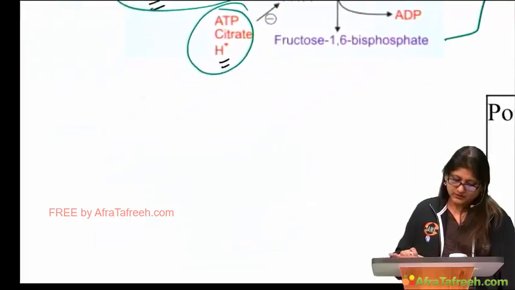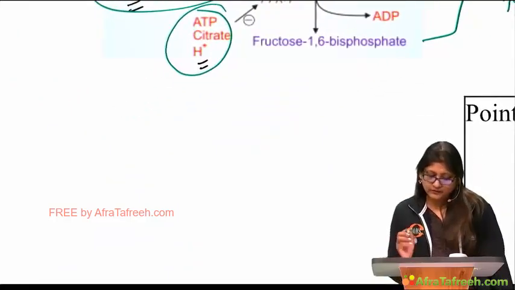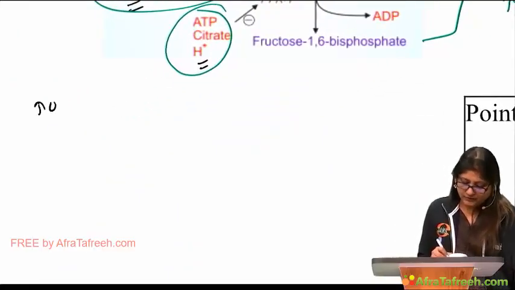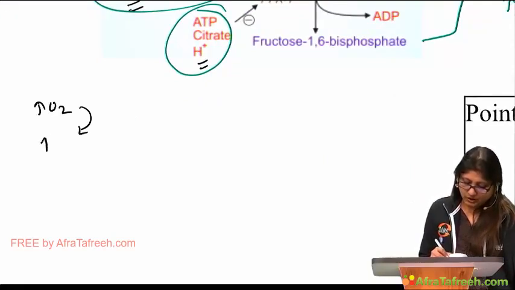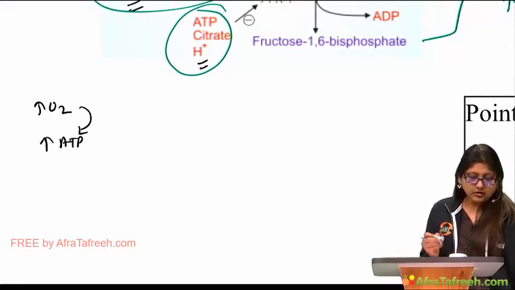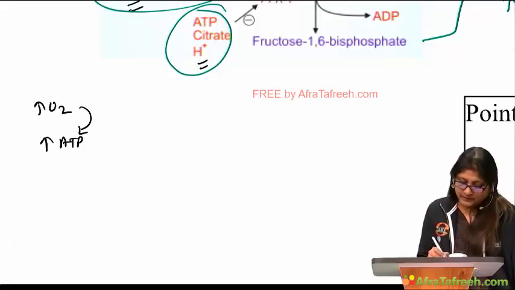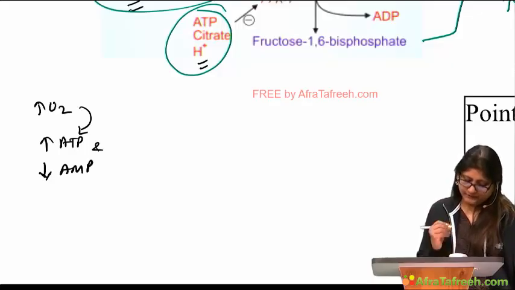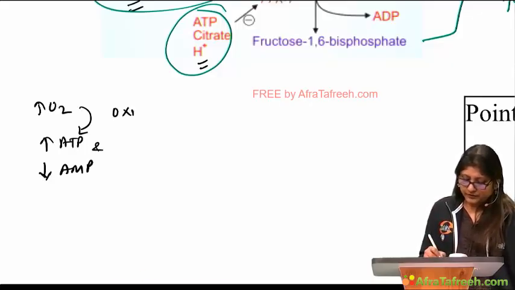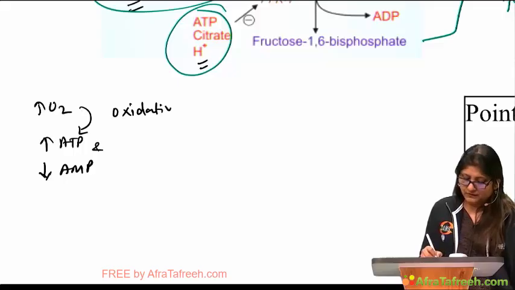I'll take this space. If there is a lot of oxygen, there will be a lot of ATP production, right? In oxidative phosphorylation, a lot of ATP production will be there and the level of ADP and AMP will be lowered. So during the presence of this excessive oxygen, a lot of oxidative phosphorylation is happening. That's going to create a lot of ATP.